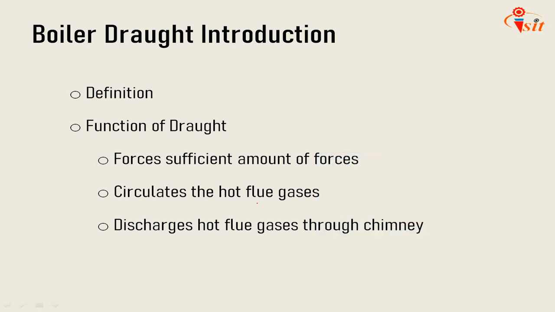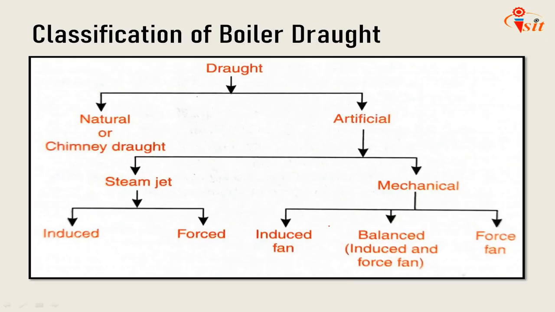Also, it circulates the hot flue gases through the flue tubes, superheater, economizer, and air preheater. It discharges the hot flue gases to the atmosphere through the chimney. So that is the definition of draught. And next is the classification of boiler draught.